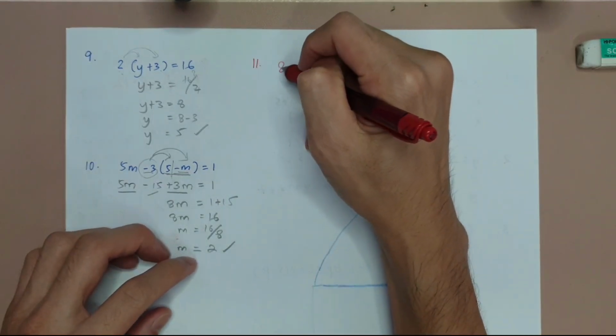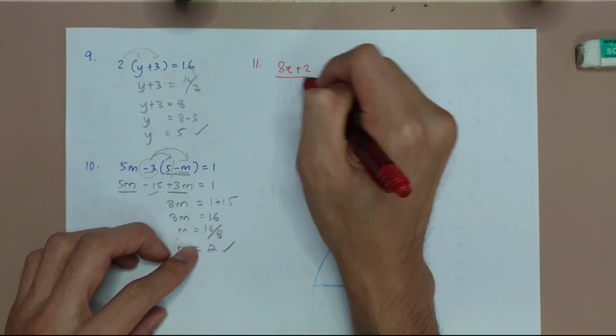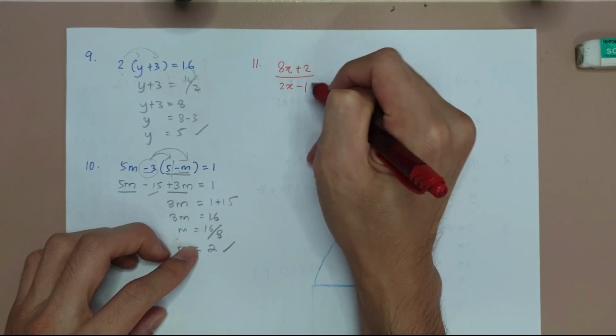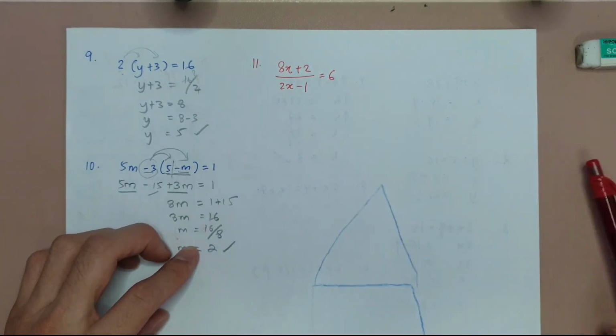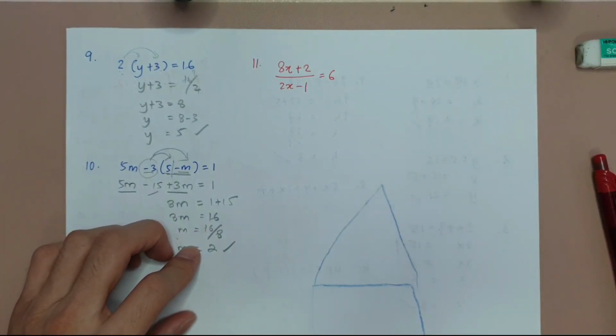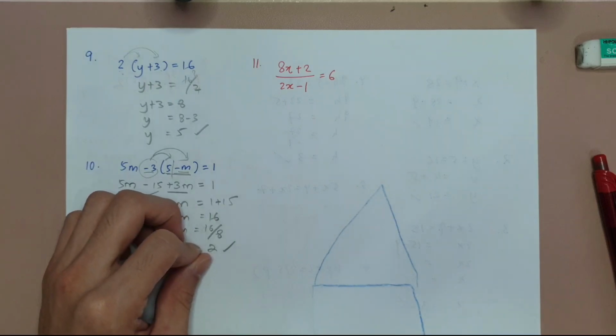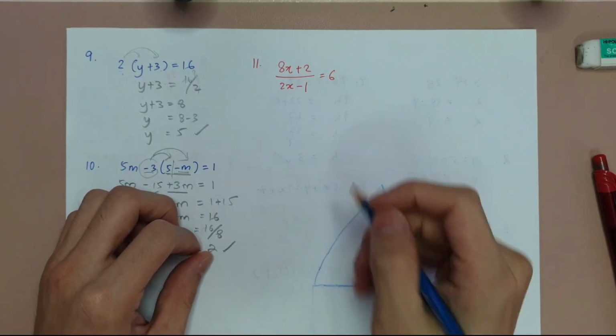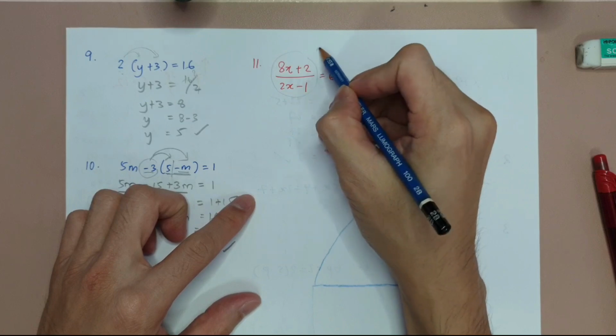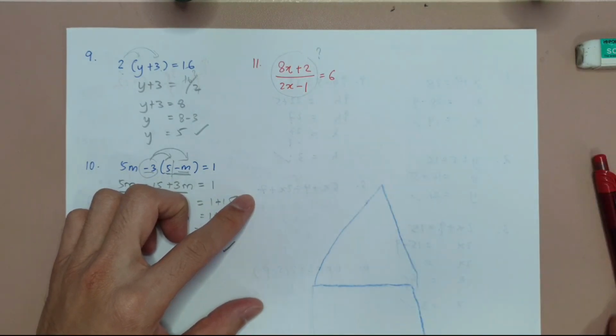Okay, first, (8x plus 2) over (2x minus 1) equals 6. Then students start to panic. I mean, not every student. Students who are like me, used to be kind of weak. So this is what they are concerned about. Teacher, is this a single fraction?